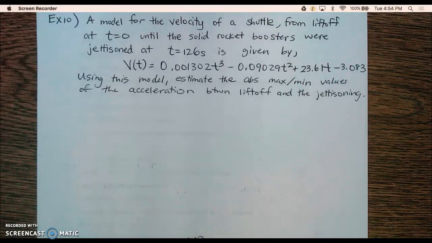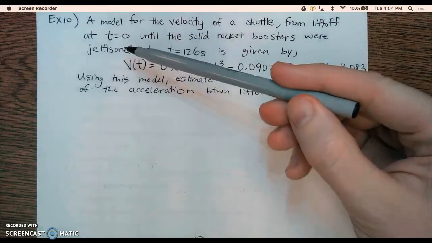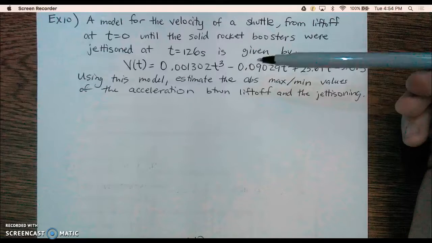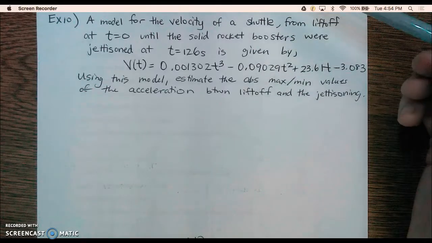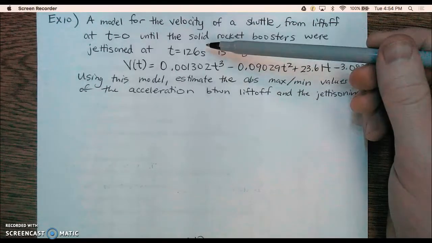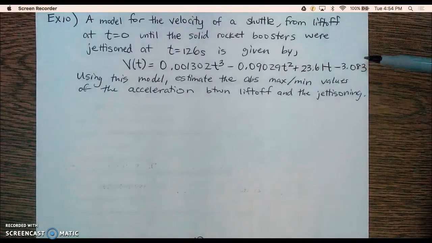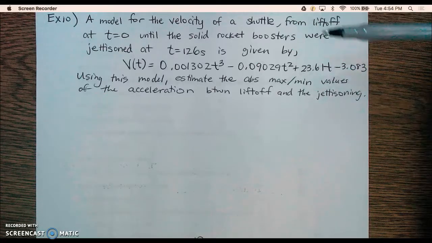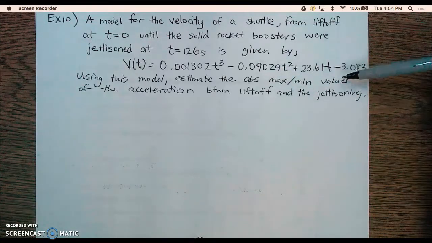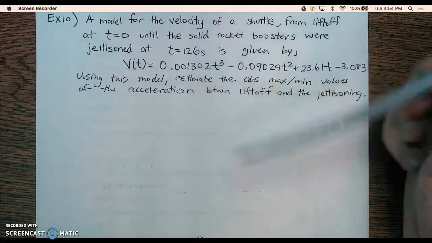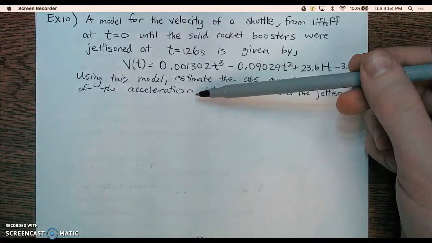In example 10, we've got a space shuttle, and its time of liftoff is time 0, and the time where the rocket boosters were jettisoned is at 126 seconds. They gave us a function for the shuttle's velocity, and then they're asking for the absolute maximum and minimum of the acceleration. So the first thing I need to do is find the acceleration.